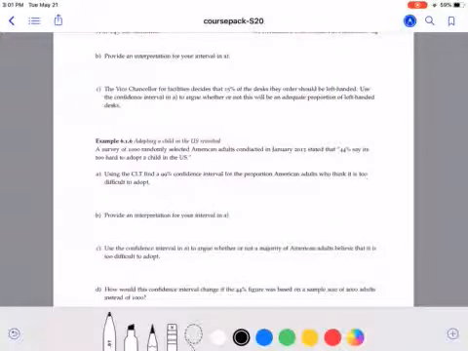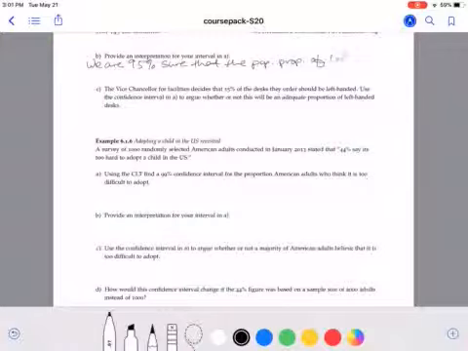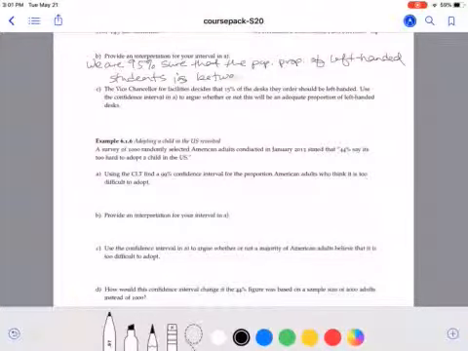So if we were going to interpret that exact interval, we would say something like we are 95%, you could say sure or confident, that the population proportion of left-handed students is between 0.0718 and 0.1416. So that interval is likely to contain the population value p.